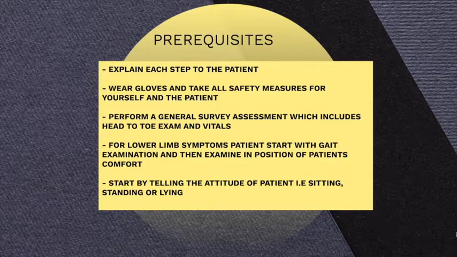For lower limb symptoms, patients, we have to start with a gait examination and then we have to examine the limb in the position to which the patient is comfortable. Then after that, we have to start telling the attitude of the patient. That is, patient is sitting comfortably on the bed, lying, supine, or standing. Then proceed to the inspection.